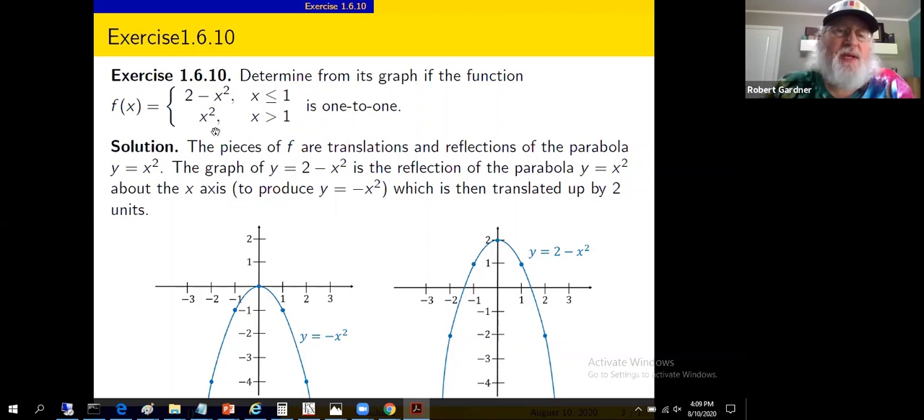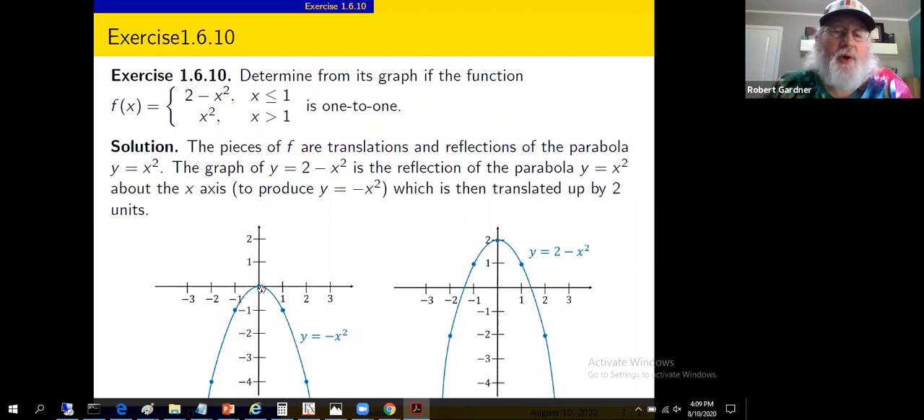The second piece actually just is the x squared function, and you know how to graph that. The first piece is 2 minus x squared. So let's create 2 minus x squared by starting with this function x squared and then doing some elementary things to it. First, let's take the x squared function and multiply it by a negative.